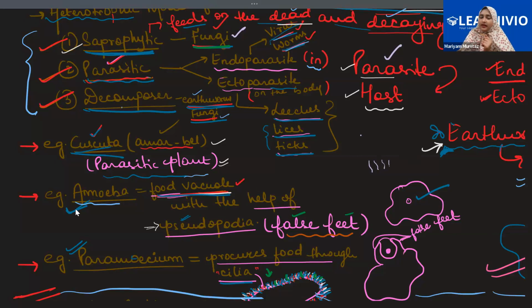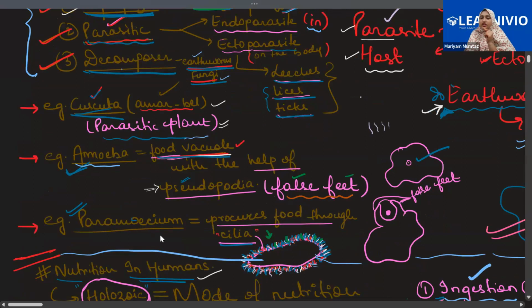Now then comes amoeba. Now amoeba procures its food with the help of the formation of a food vacuole. It makes a food vacuole with its false feet, meaning pseudopodia. The word pseudo means false, podia refers to feet. So whenever the food comes in the vicinity of the amoeba, meaning near it, what does it do? It draws out its pseudopodia, engulfs the food and takes it inside. So that is how amoeba procures its food. It cannot make or synthesize its own food.